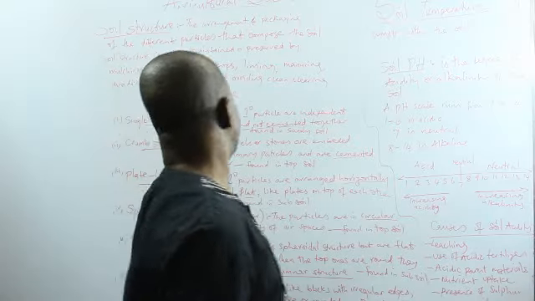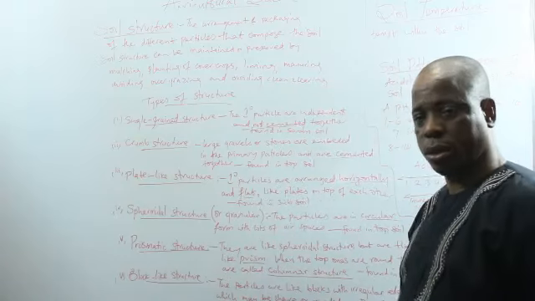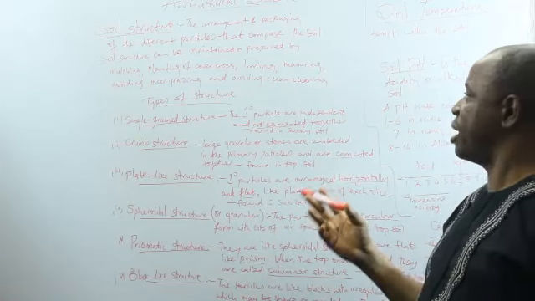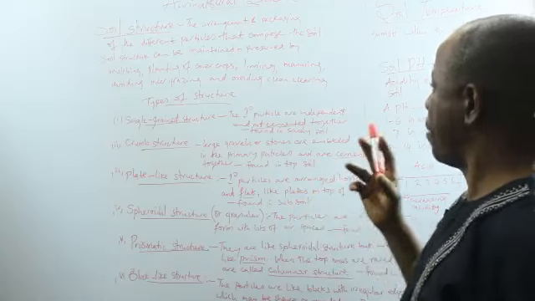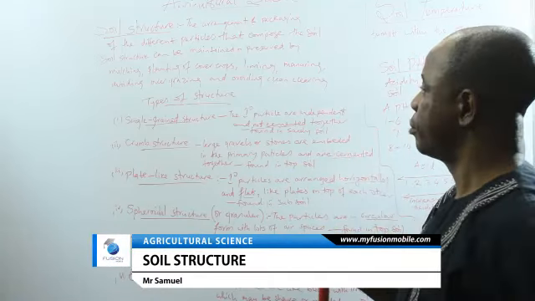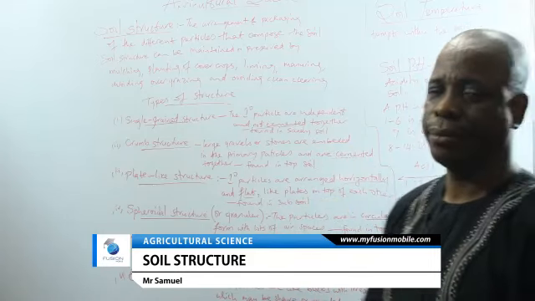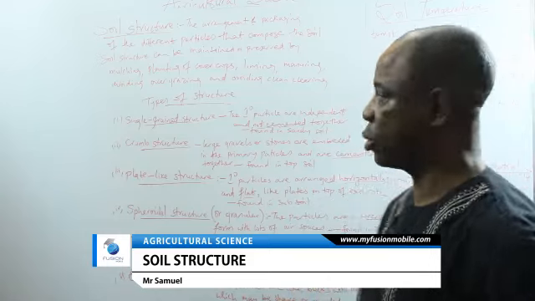Good. Now we move to soil structure. Soil structure is defined as the arrangement and the packaging of different particles of the soil. The way the soil is arranged and packed together, that is what we call the soil structure.